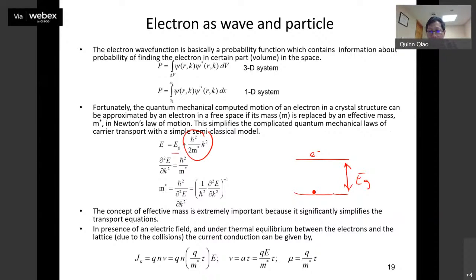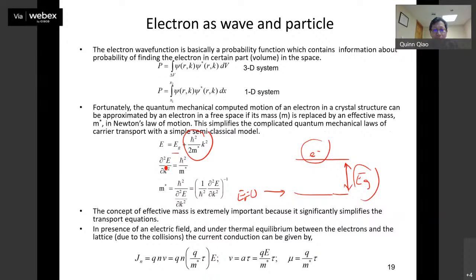And then plus the band gap itself. If you assume this is energy 0, that's a reference, then the band gap plus what? Plus this kinetic energy. That's the energy of the electron. Okay, that's how you see that.